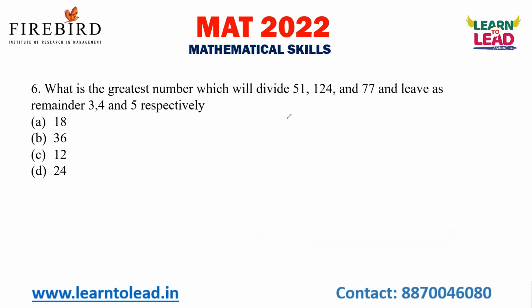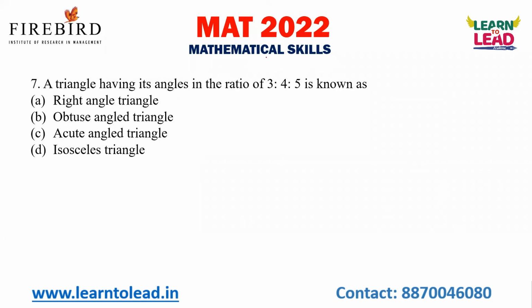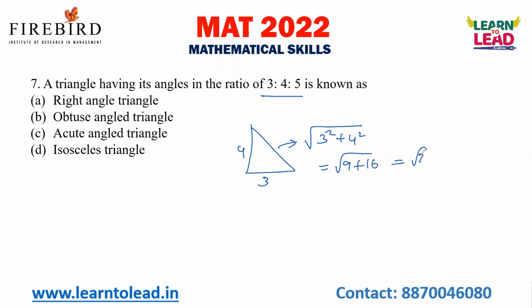Now, we'll move on to the next question. A triangle having its sides 3:4:5. See, it comes under Pythagorean triplet, 3 plus 4. So to find out the hypotenuse, it should be 3 square plus 4 square, which is equal to 9 plus 16. So square root of 25, which is equal to 5 meter. So right angle triangle is your answer.